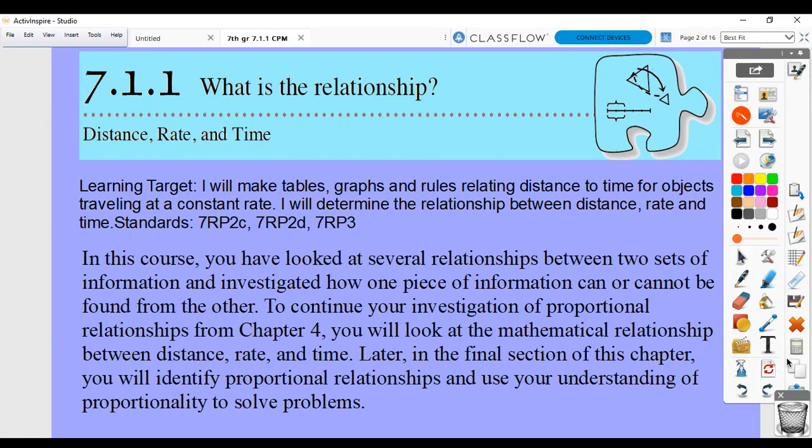This video is to help you with the classwork for section 7.1.1. The section is on distance, rate, and time. And our learning target is to make tables, graphs, and rules relating distance to time for objects traveling at a constant rate, and to determine the relationship between distance, rate, and time.